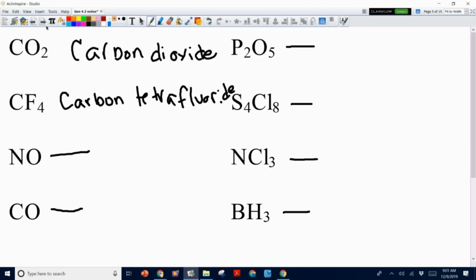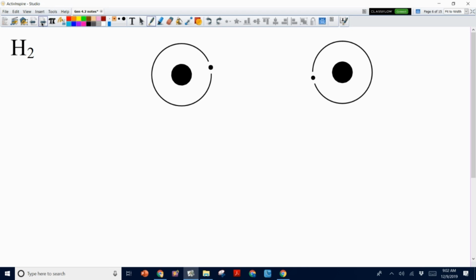So when you see a name, it's going to tell you what the formula is, and then you can find out what geometric shape it is, which we're going to learn here in just a minute.